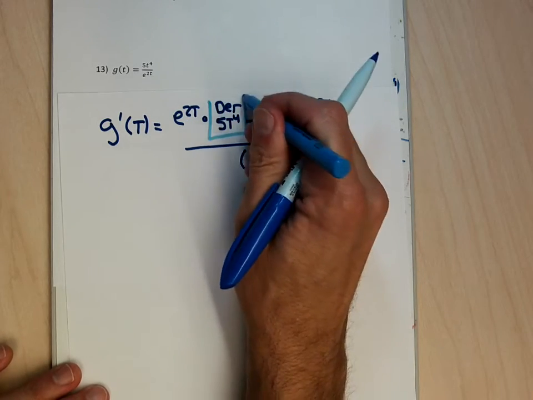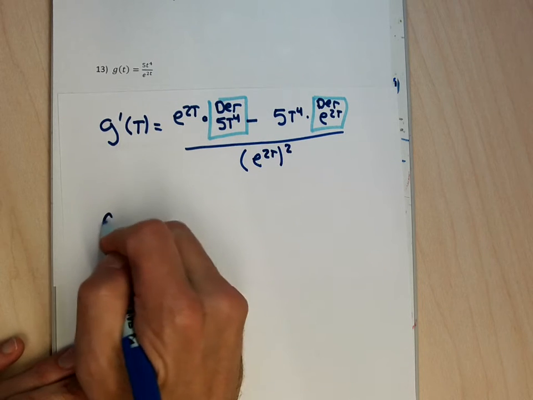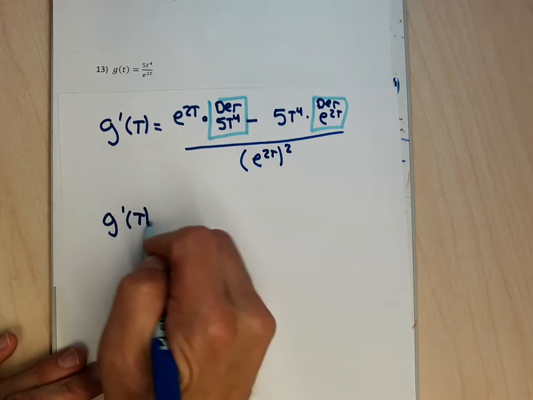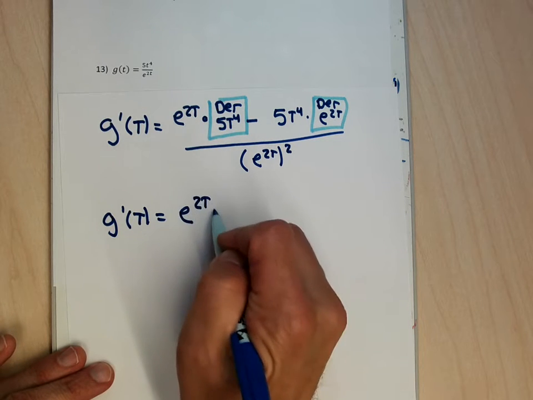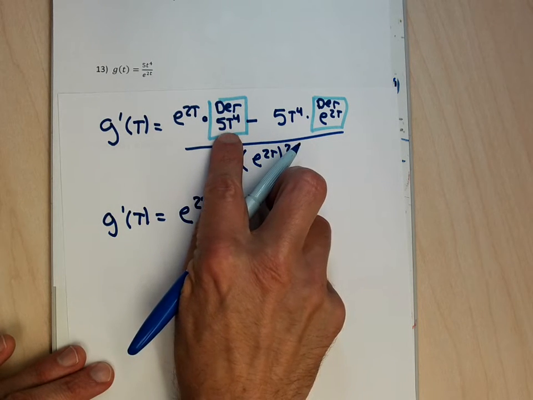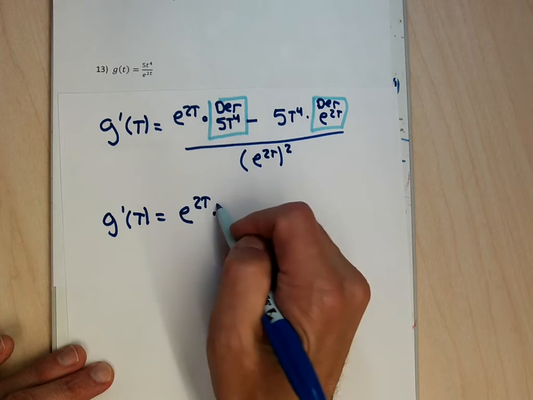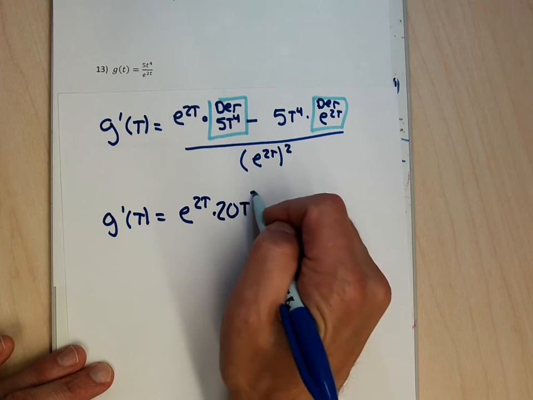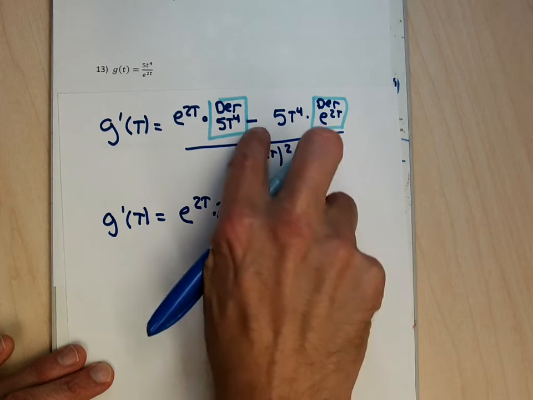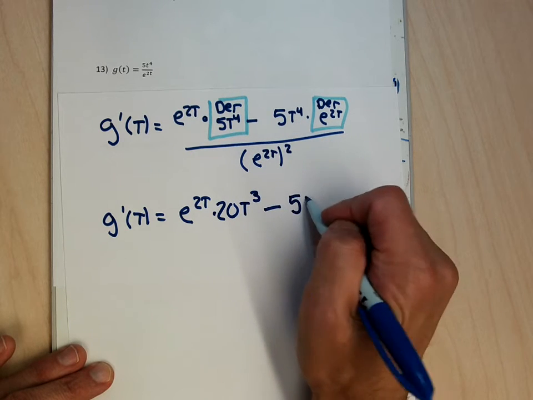So first thing I'm going to do is start working on this numerator. The first piece, I'm going to leave the e to the 2t. I'm going to leave this times sign, and after it I'm going to put the derivative of 5t to the 4th. I'm going to go 4 times 5 is 20. I'm going to lower the exponent from t to the 4th to t cubed. I'm going to bring this minus sign down. I'm going to leave this 5t to the 4th.